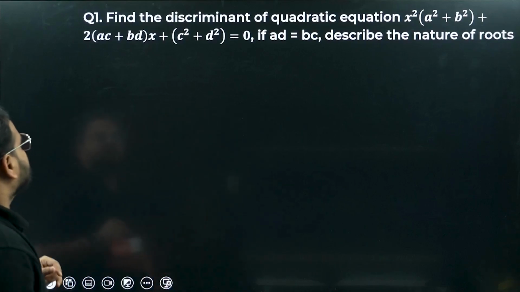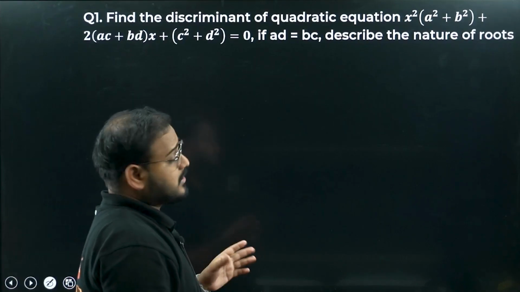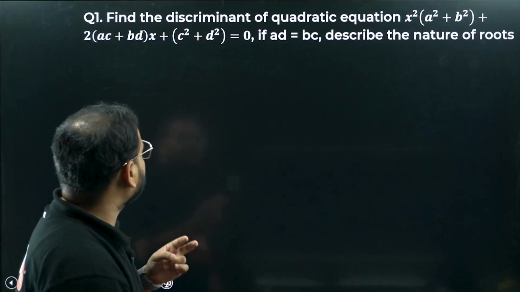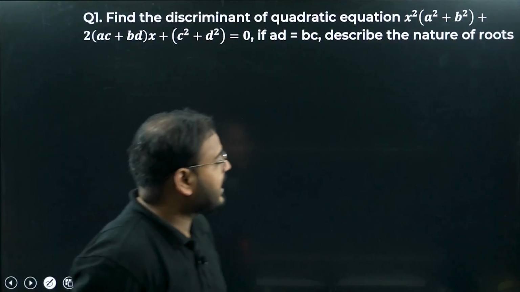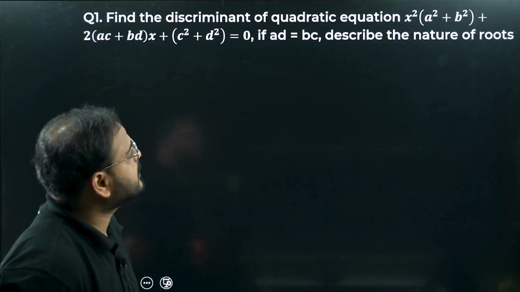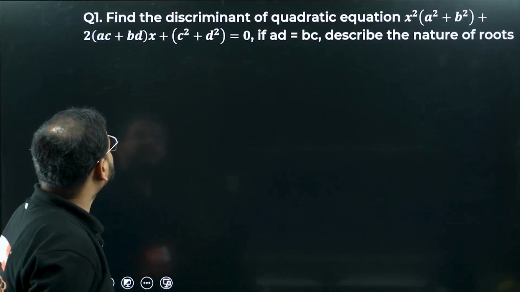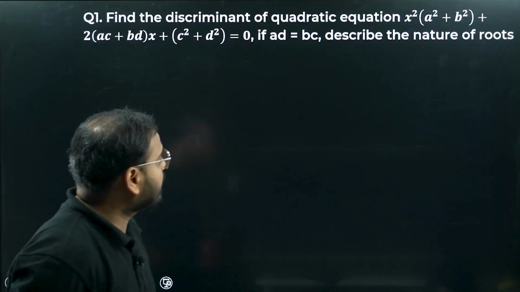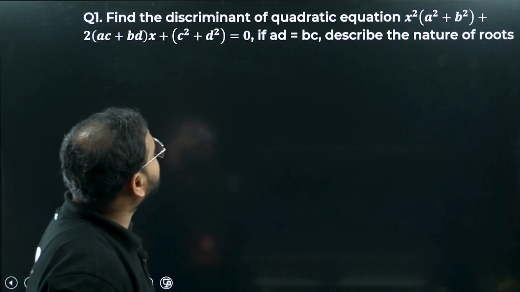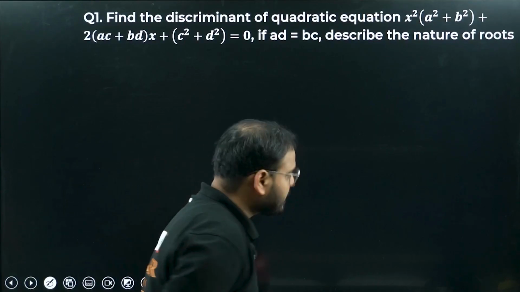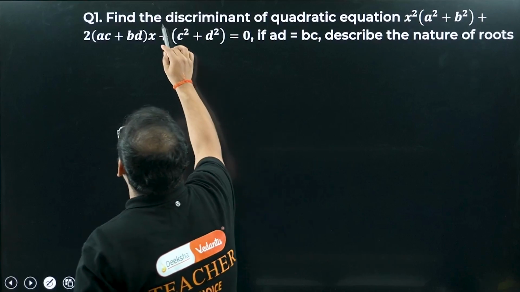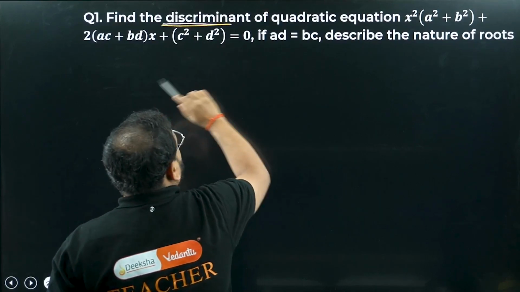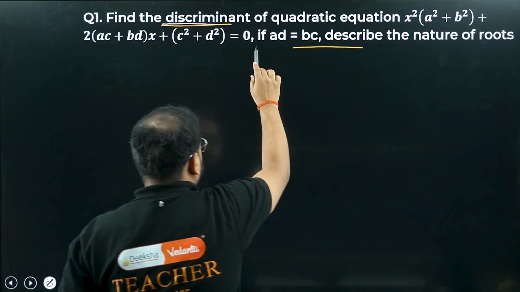Let's find the discriminant of the quadratic equation. As I said, the concepts part is over, so now I have to solve questions on the quadratic equation. Question number 1: find the discriminant of the quadratic equation (a square plus b square) x square plus 2 times (ac plus bd) times x plus (c square plus d square) equals 0. If ad equals bc, describe the nature of the roots. This question has 2 parts. The first part is finding the discriminant, and then checking this condition also. So let's get into the question.